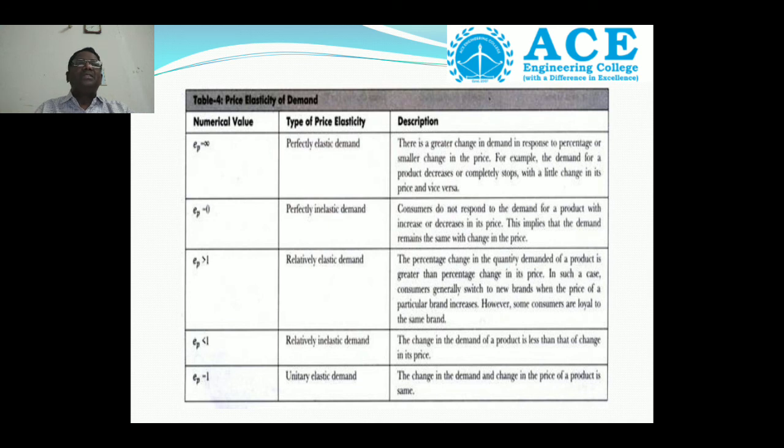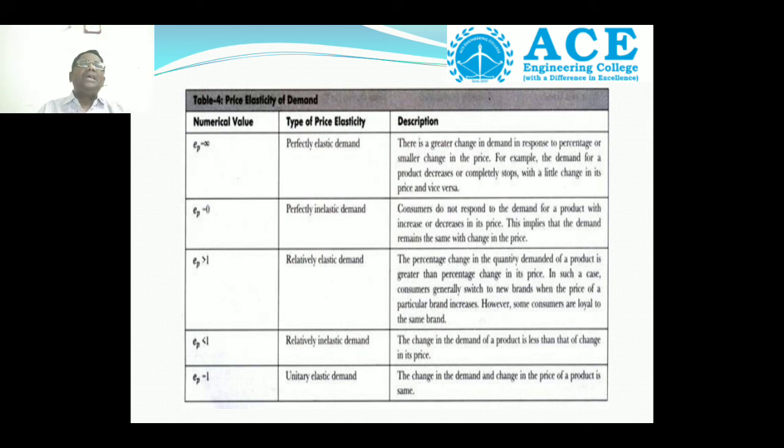So that means the percentage change in the quantity demanded of a product is greater than the percentage change in its price. So in such a case, consumers generally switch to new brands when the price of a particular brand increases.